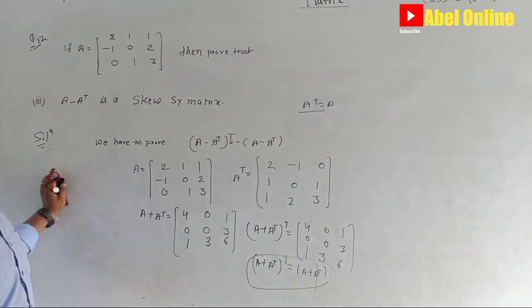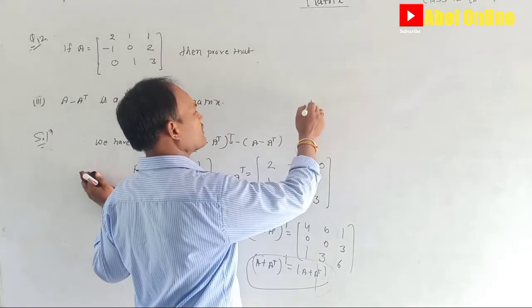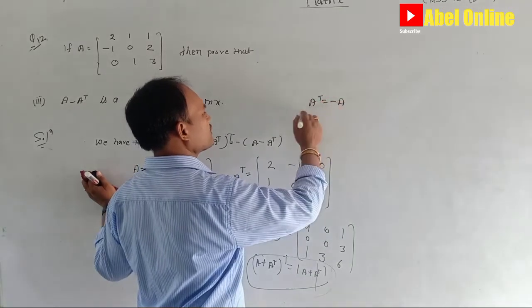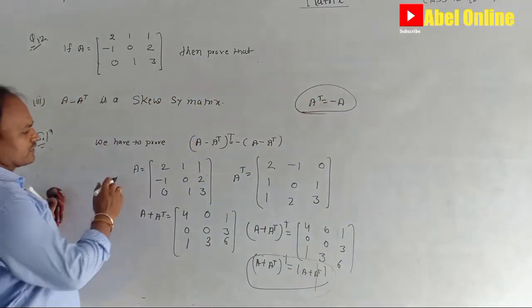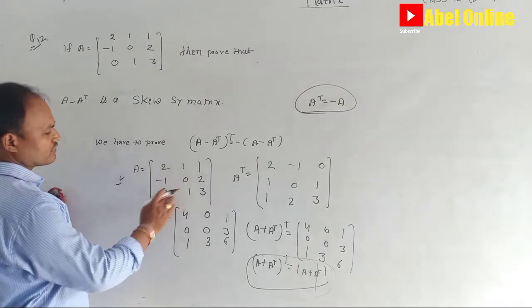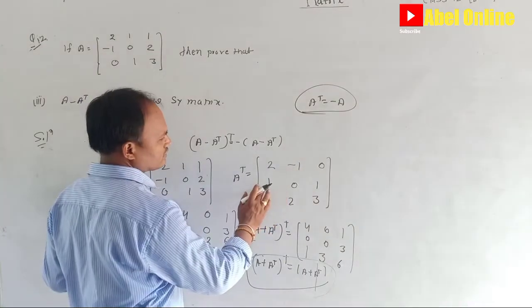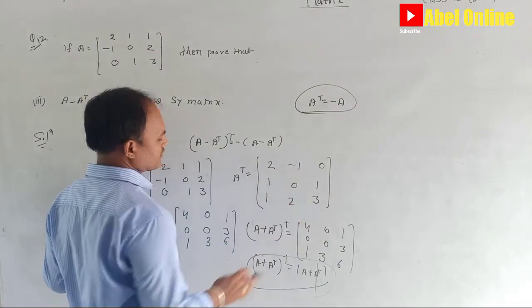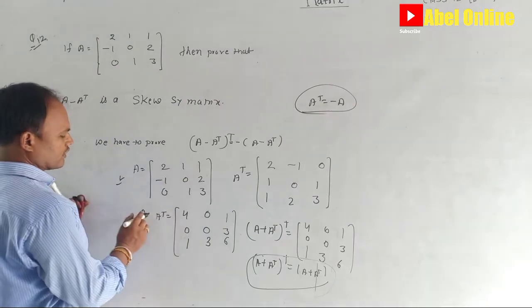Now why do we have to prove this? Because when we are saying a skew symmetric matrix, A transpose equals minus A, so we can say that it is a skew symmetric matrix. Now A is given: 2 1 1, minus 1 0 2, 0 1 3, the same. A transpose is the same: 2 minus 1 0, 1 0 1, 1 2 3. Now we are going to find A minus A transpose.